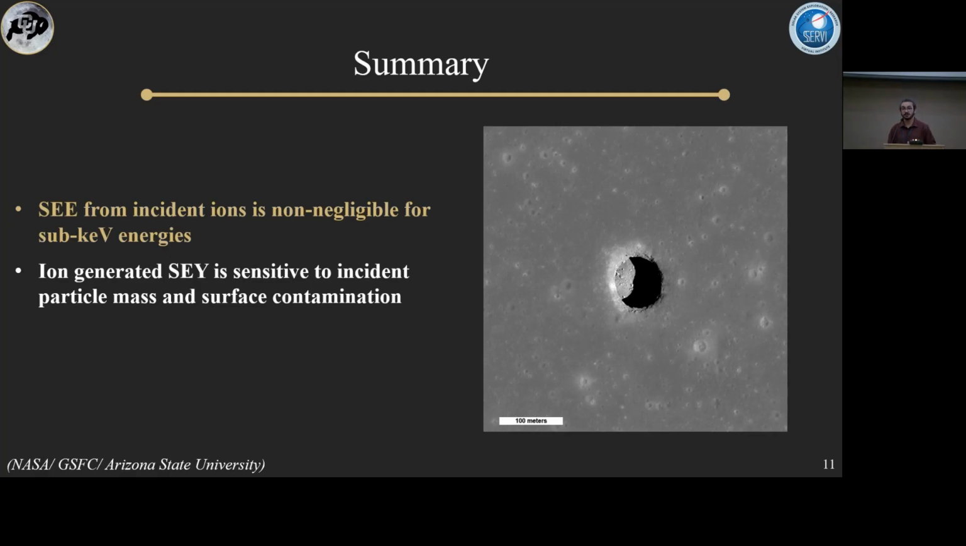Throughout this project, you really saw that the secondary electron yield from incident ions is non-negligible, and it has a very strong dependence on both the incident particle mass and the surface cleanliness. So these are both very important considerations for future simulations and work on dust mobilization on the lunar surface. Thank you.